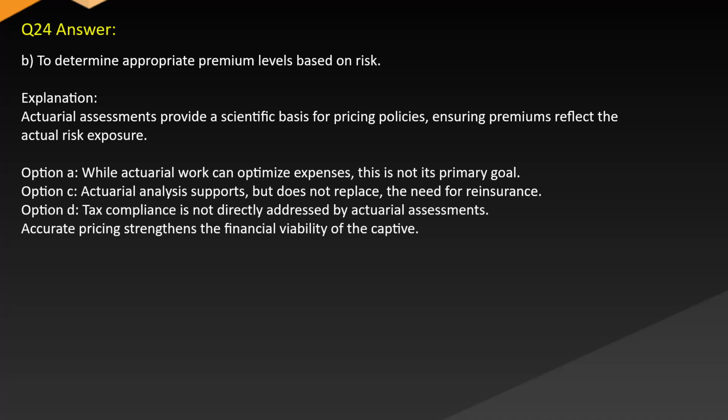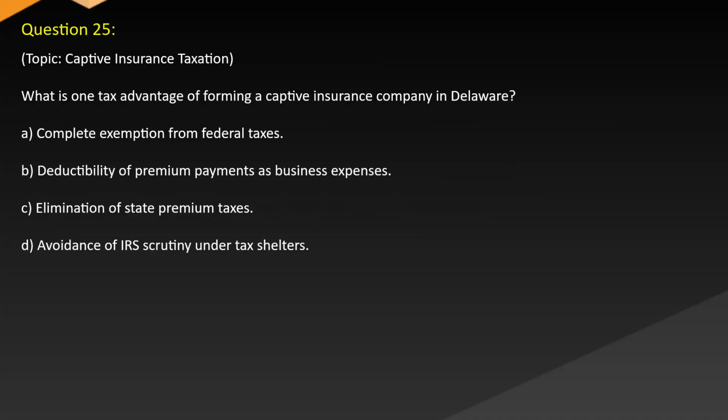Answer: B, to determine appropriate premium levels based on risk. Explanation: Actuarial assessments provide a scientific basis for pricing policies, ensuring premiums reflect the actual risk exposure. Option A: while actuarial work can optimize expenses, this is not its primary goal. Option C: actuarial analysis supports but does not replace the need for reinsurance. Option D: tax compliance is not directly addressed by actuarial assessments, and accurate pricing strengthens the financial viability of the captive.